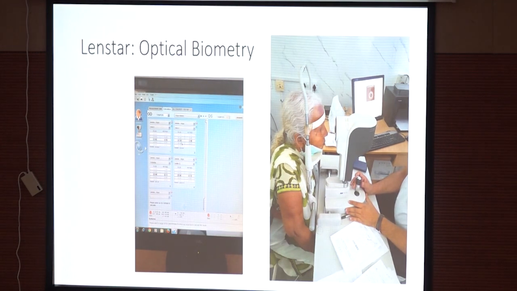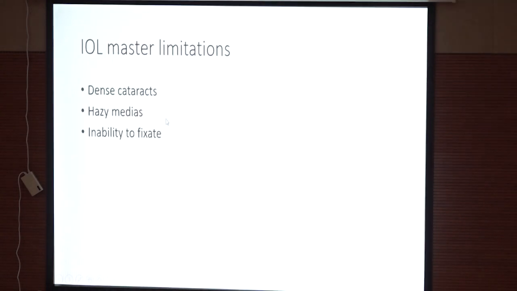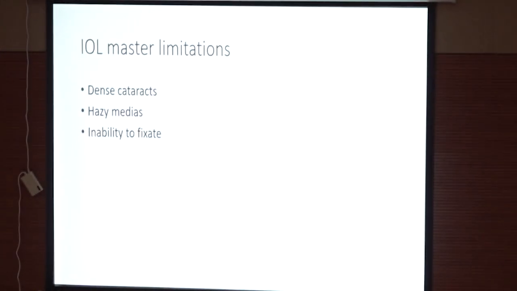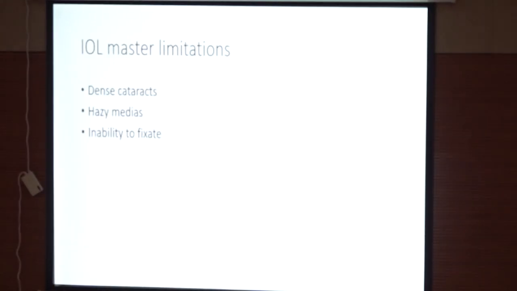taken. The patient must be cooperative enough to fixate well, and we can take the readings, and from this graph we can choose the different types of IOL powers and also the type of lenses. So the IOL Master, however, has its own limitations in dense cataracts, in hazy media, and in patients who are unable to fixate. It does not give very accurate readings, or sometimes it does not give a reading at all.